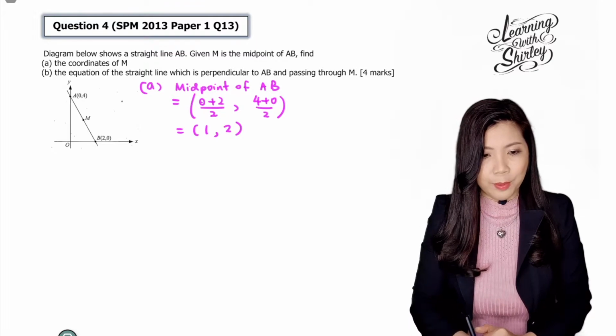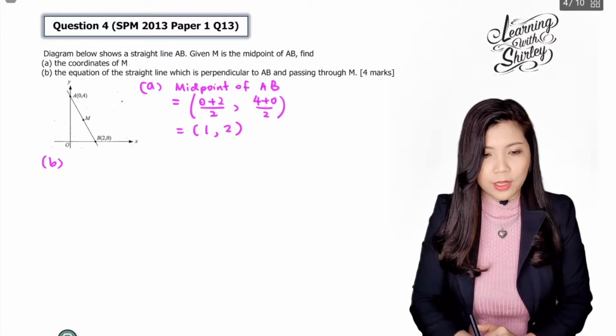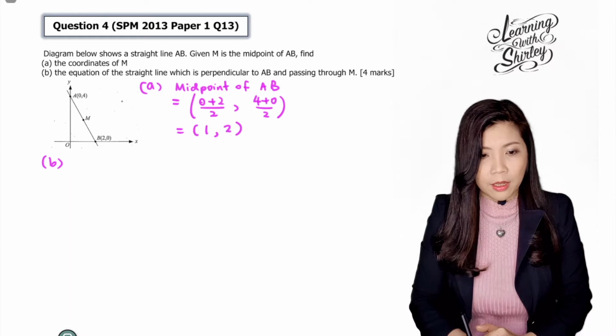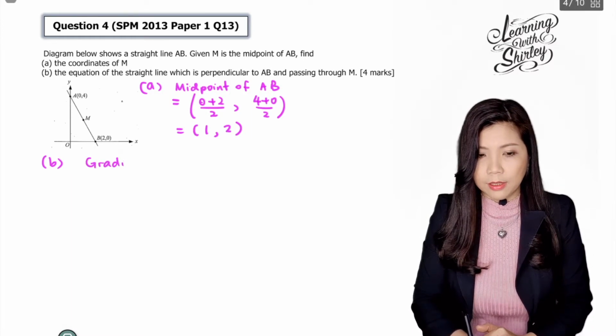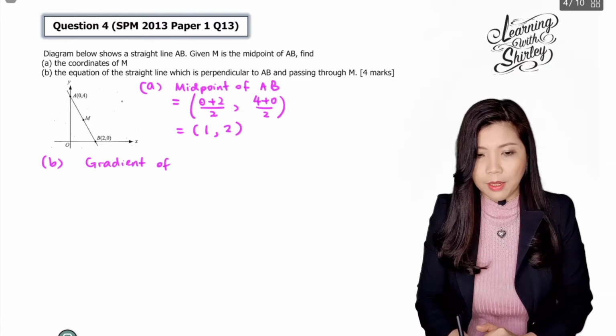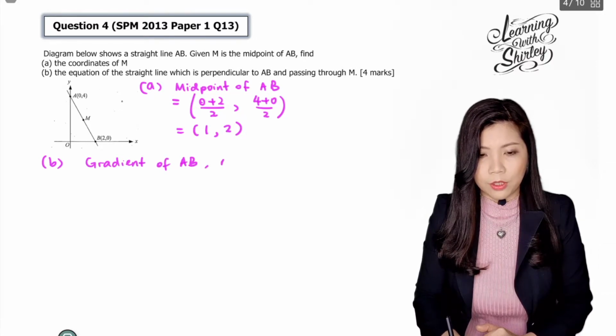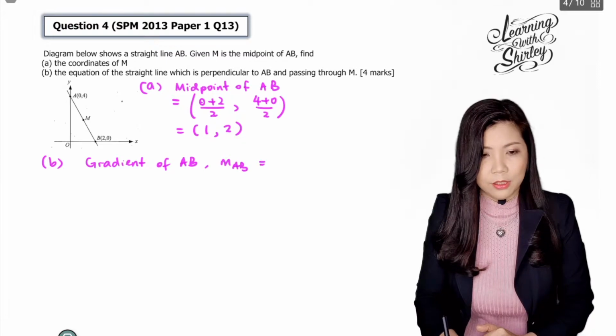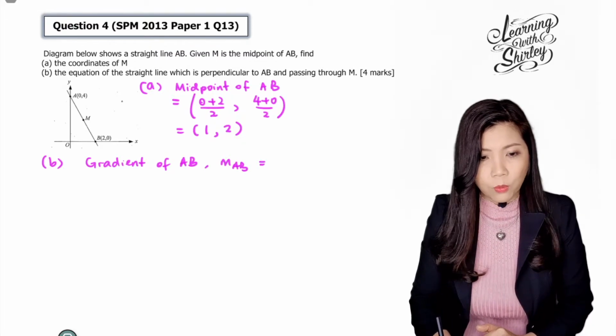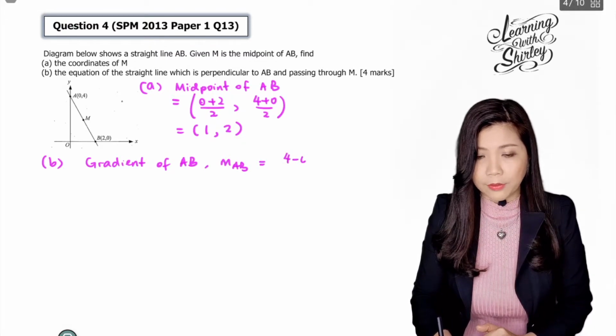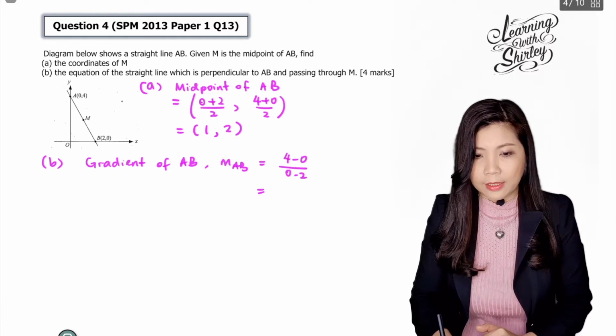Okay, now let's solve for B. To find B, we need to find m2. Before that, we find the gradient of AB first. So the gradient of AB, which is m_AB, equals (y2 minus y1), which is 4 minus 0, over (x2 minus x1), 0 minus 2, so we get -2.